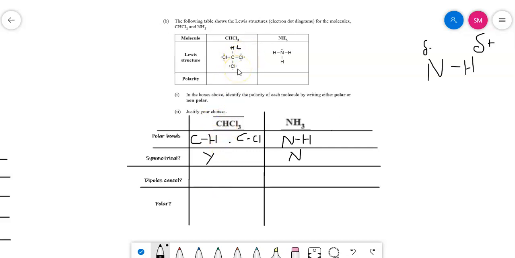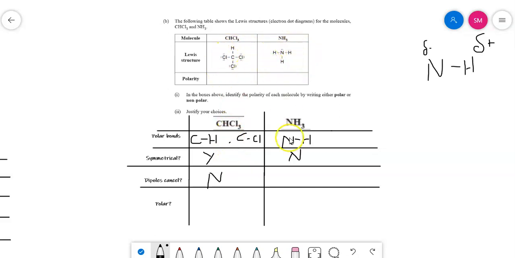But this is an exception, and in that case, it's a really good one for us to do, because even though it's a symmetrical shape, the dipoles are different sizes, so they do not cancel. So we're going to say no for that one. The dipoles do not cancel.